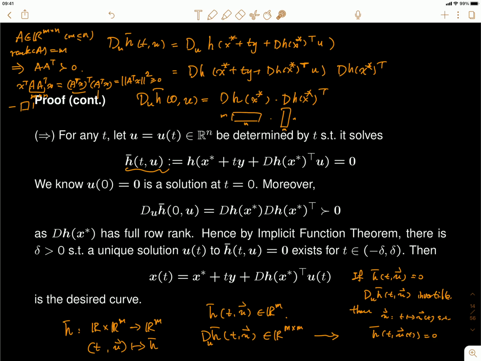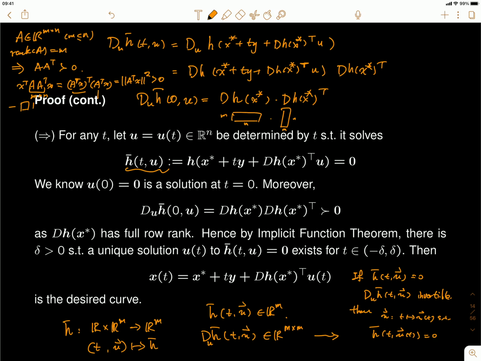But also, if x is non-zero, then this A transpose x will be non-zero as well. It's the same reason as before, because this A transpose, all those columns are linearly independent. And if x is non-zero, then you make a non-zero linear combination of these linearly independent vectors, we will get a non-zero vector. And a non-zero vector has a norm greater than 0. So here is not just greater than or equal to 0, but it's actually greater than 0.